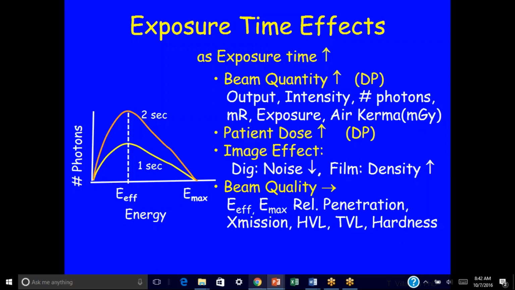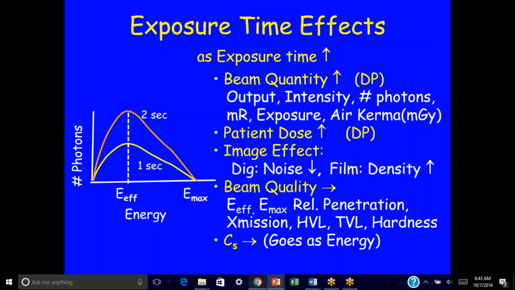Mammography uses very soft beams. CT scanning is over at the other end. They use relatively hard beams. In fact, maybe you've heard the term beam hardness in your travels around a CT scanner. The beam hardness artifact, which we'll talk about at some other point.